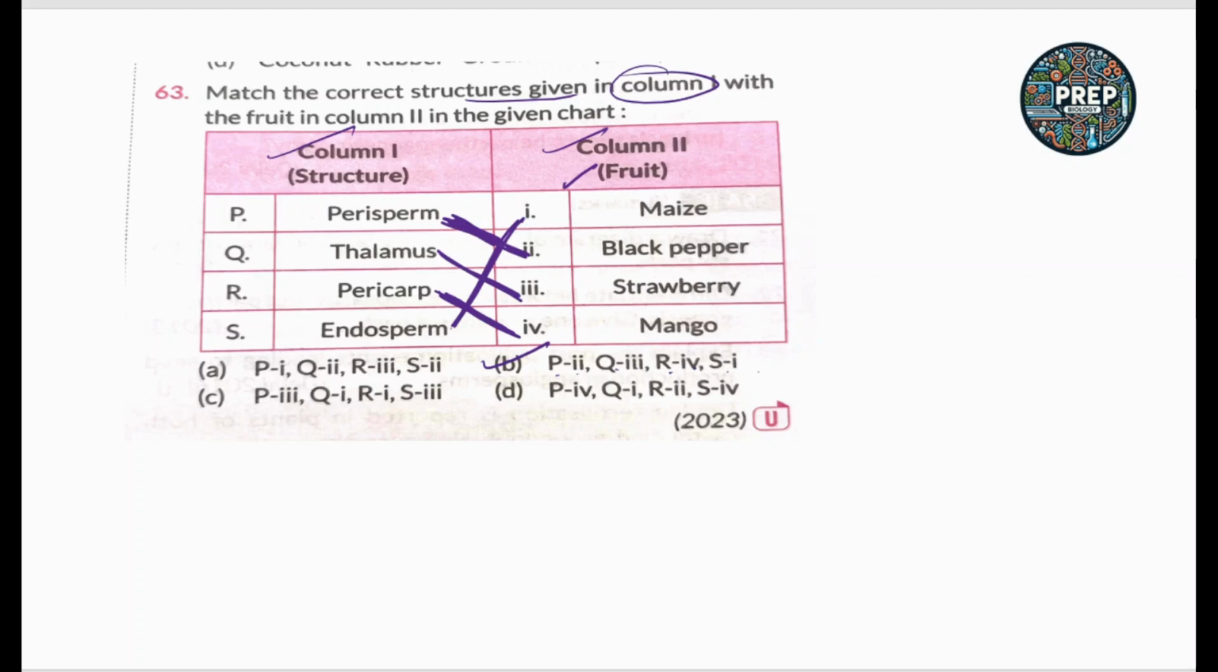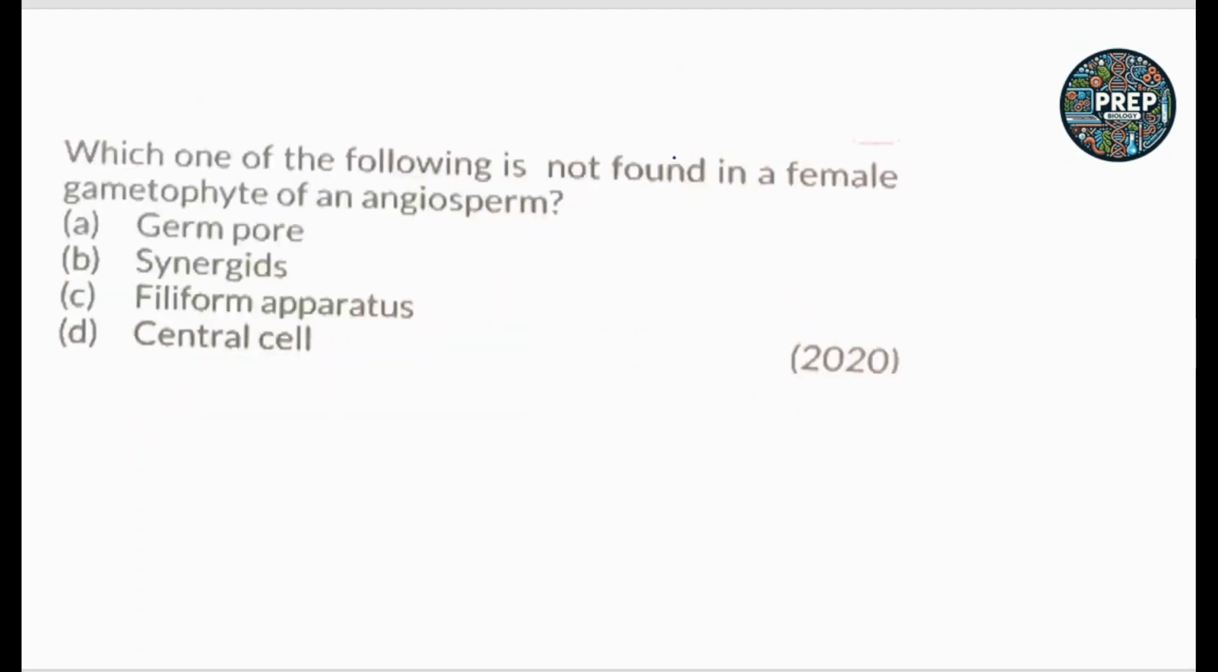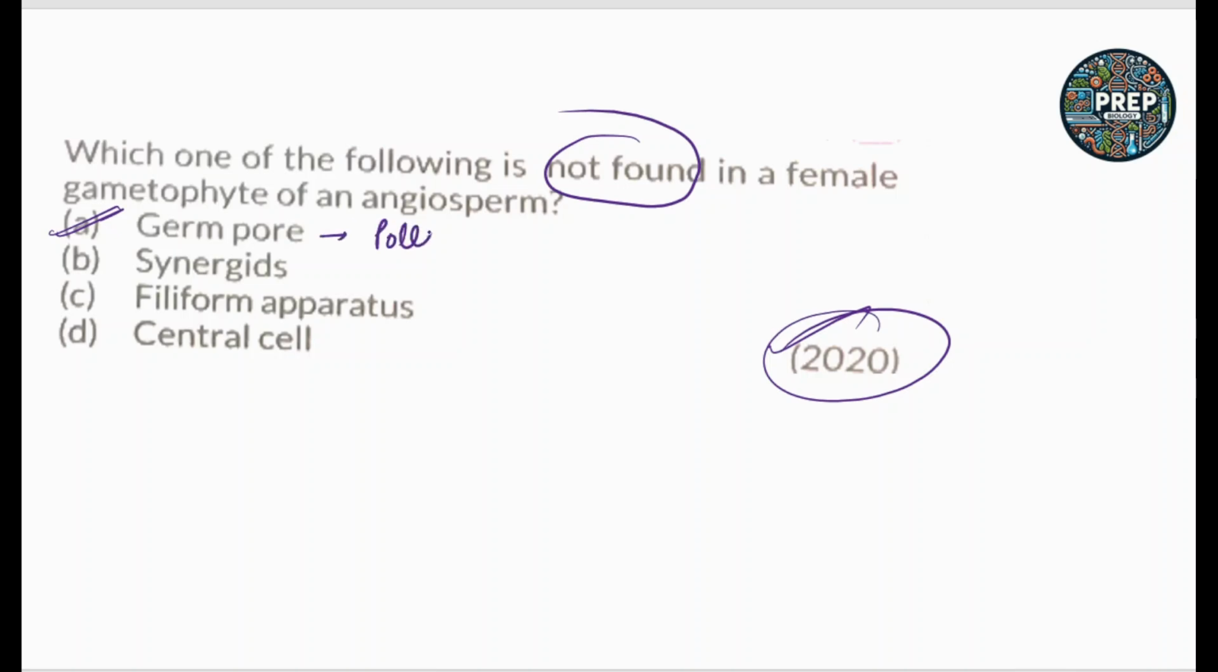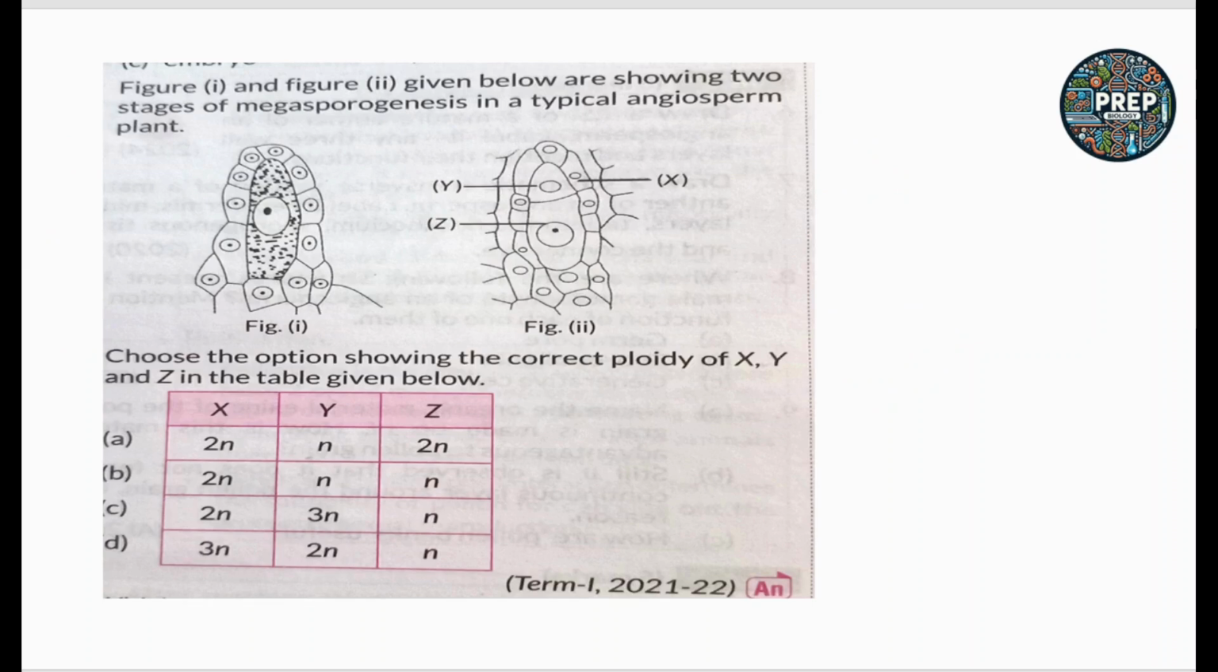This is important. Okay. Next question, which was asked in your 2020 examination, which is a very easy question. Which of the following is not found in the female gametophyte? So the germ pore is present in the male gametophyte, that is the pollen grain. So the answer of this question is germ pore.